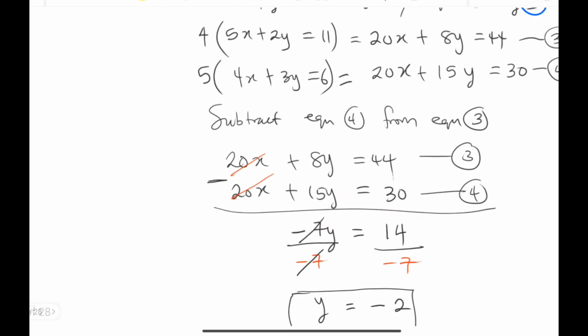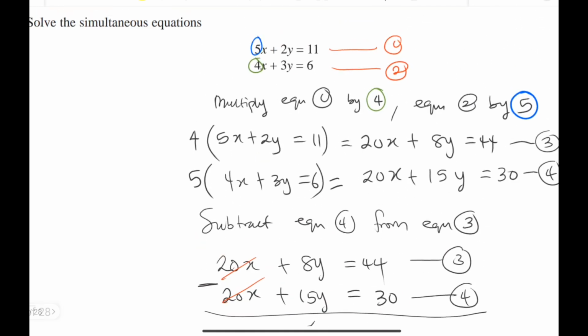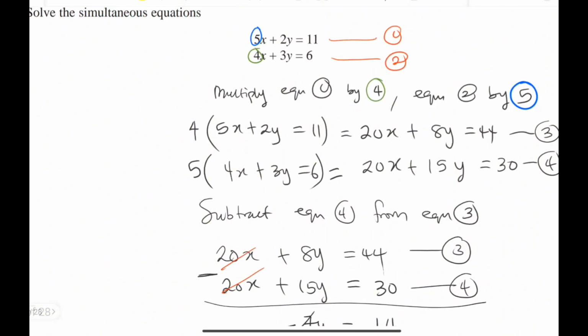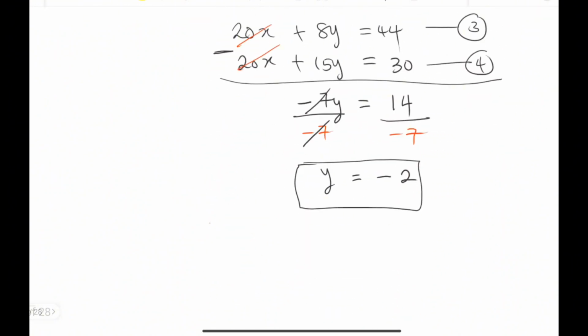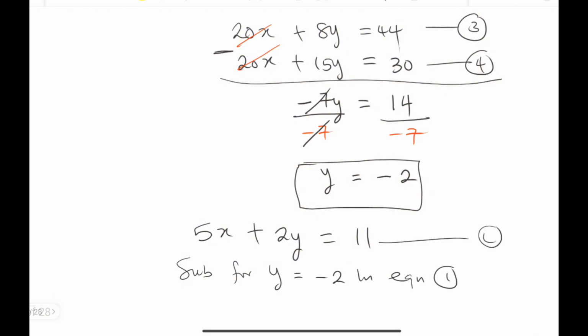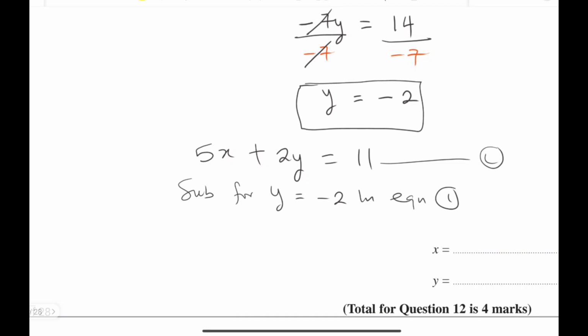To find the value of x, we substitute the value of y into any of the equations. If I go for equation 1, 5x plus 2y equals 11, we substitute y equals negative 2. So we have 5x plus 2 multiplied by negative 2 equals 11. 2 times negative 2 is negative 4, so 5x minus 4 equals 11.